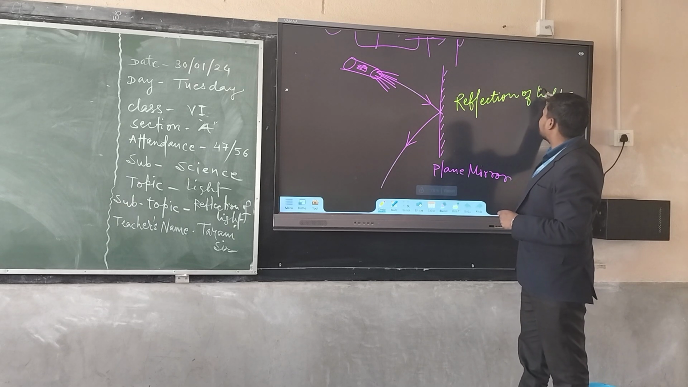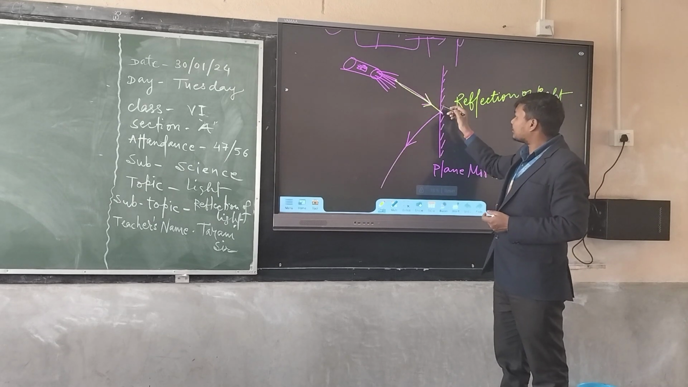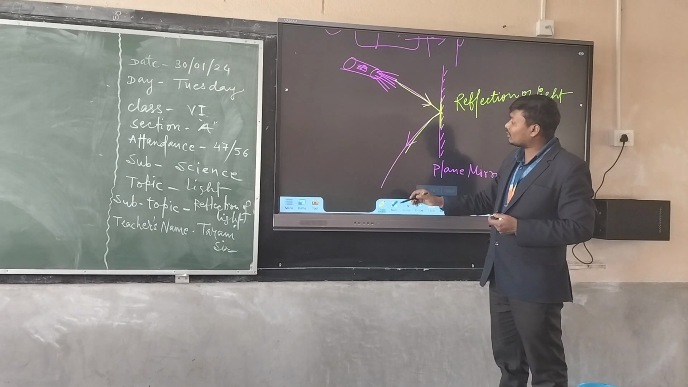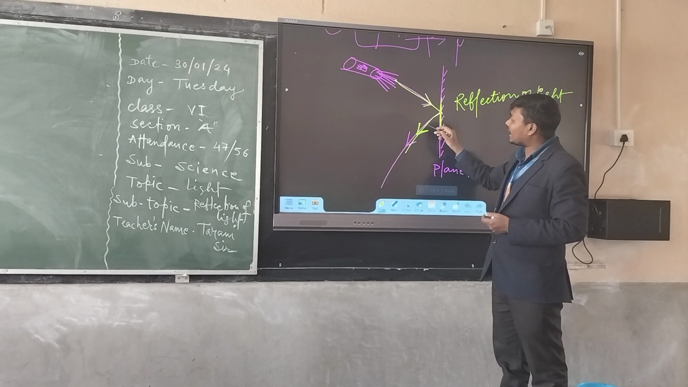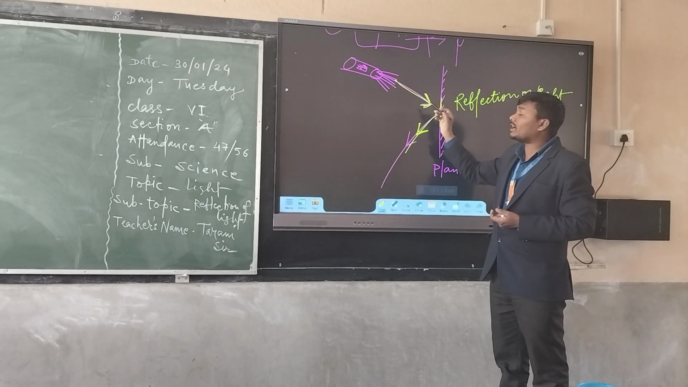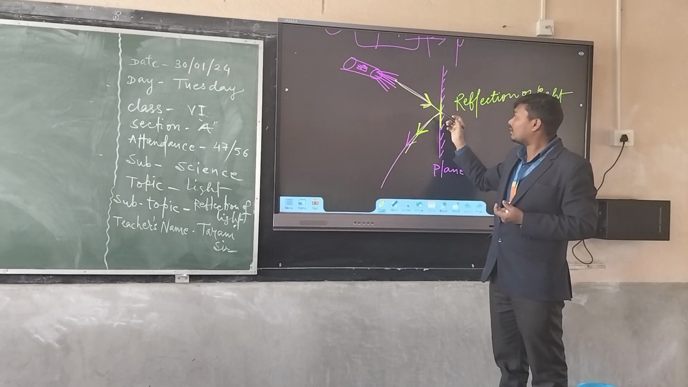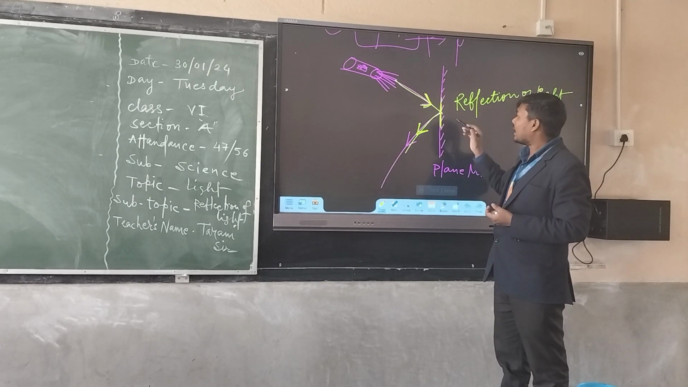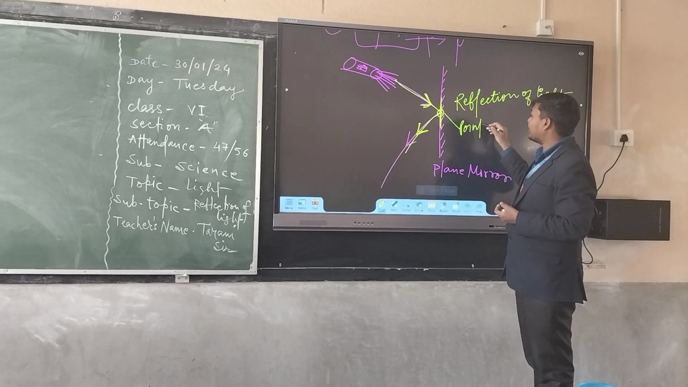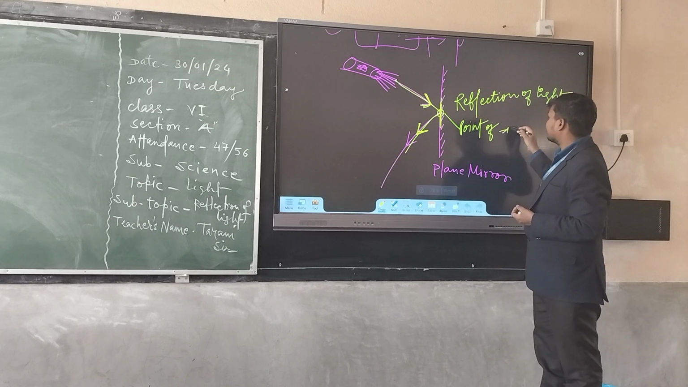Changing the direction of light. Since the light is coming in that direction, after falling at this point, it goes back away from the mirror. This returning light ray is called the reflected ray, and the ray that is coming towards the mirror is called the incident ray. Have you heard this word, incident ray? And this is the reflected ray. This point is called the point of incidence.